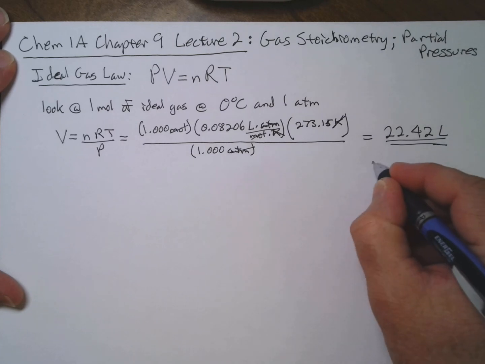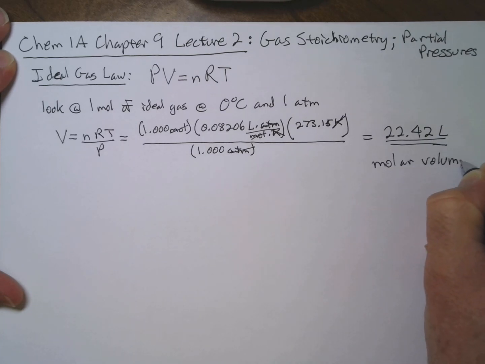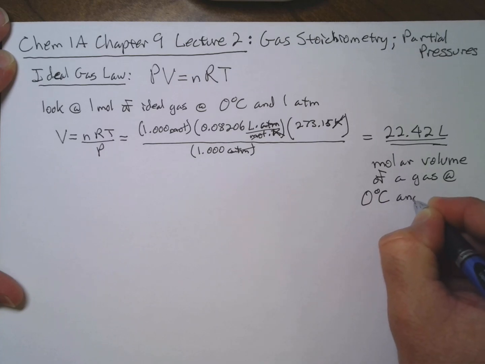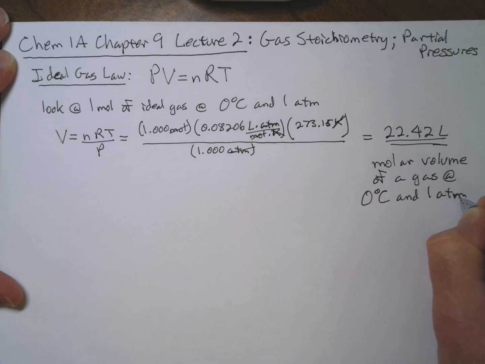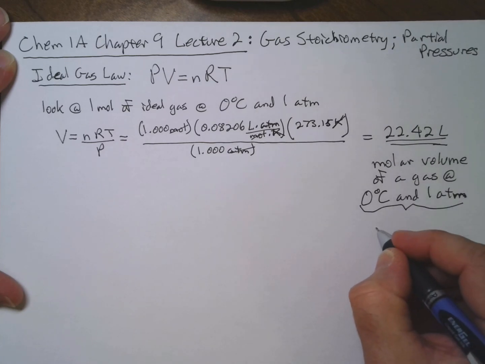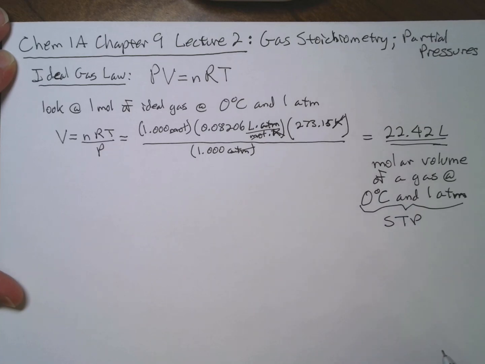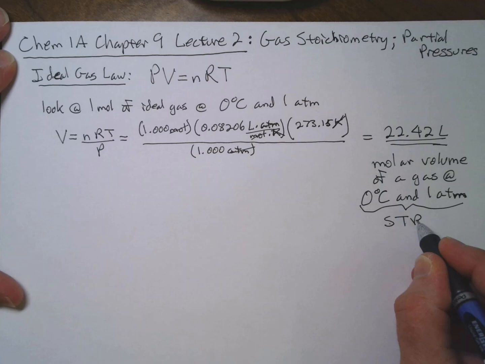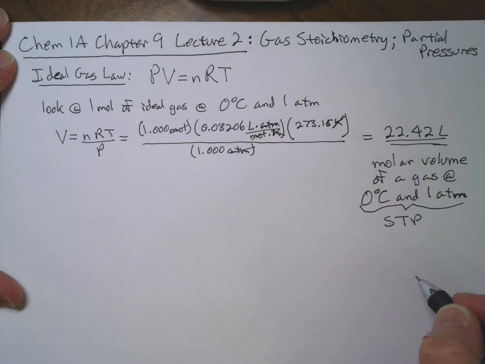But this is the molar volume of a gas at 0 degrees Celsius and 1 atmosphere. These conditions are known as STP conditions. That stands for standard temperature and pressure. STP, standard temperature and pressure. Oftentimes in stoichiometry problems involving gases, you'll be told you have 2 liters of oxygen at STP, and you react it with 3 liters of hydrogen at STP. How many liters of water vapor are produced?